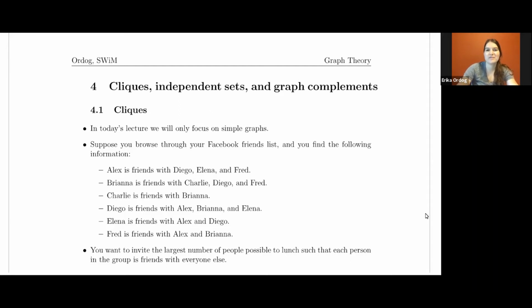Hello and welcome back for lecture 4. Today we'll be continuing on page 15 of the handout. We'll be talking about cliques, independent sets, and graph complements.